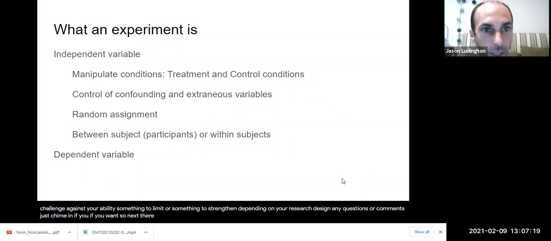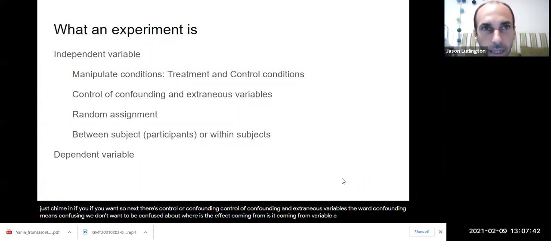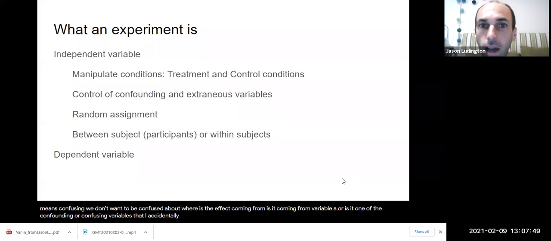So next there's control of confounding and extraneous variables. The word confounding means confusing. We don't want to be confused about where the effect is coming from. Is it coming from variable A, or is it one of the confounding or confusing variables that I accidentally did not control in my experiment? Extraneous variables are anything that you're not interested in. They're extra, as the word implies.